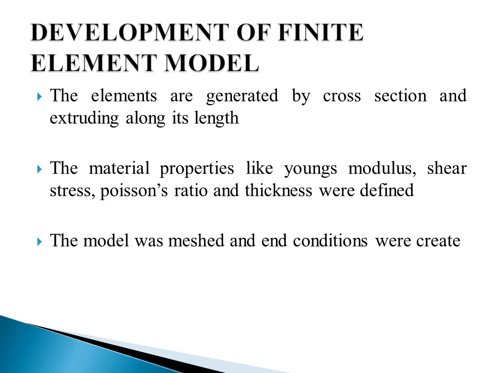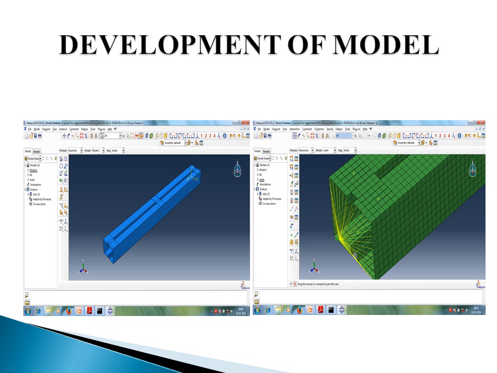Development of finite element model. The elements are generated by the cross section and extruding along its length. The material properties like Young's modulus, shear modulus, Poisson's ratio and thickness were defined. The model was meshed and the end conditions were created. This slide shows the development of the part, the meshing, and merging of battens and end conditions.